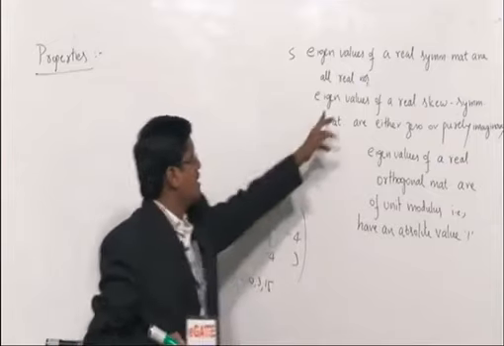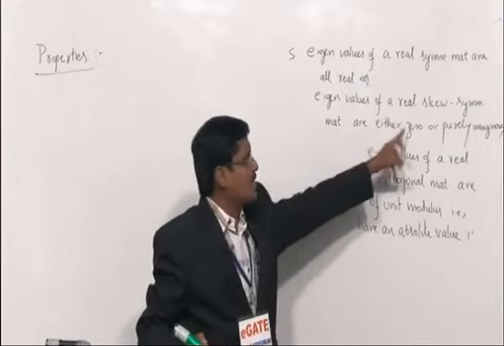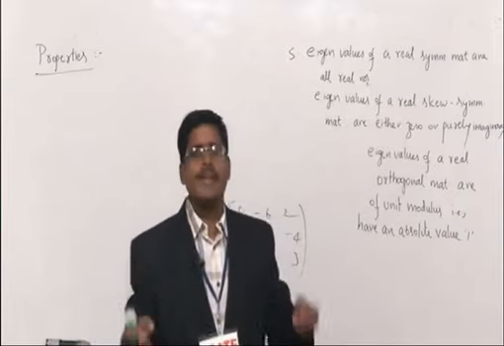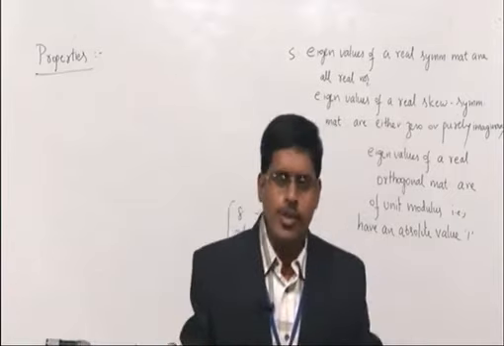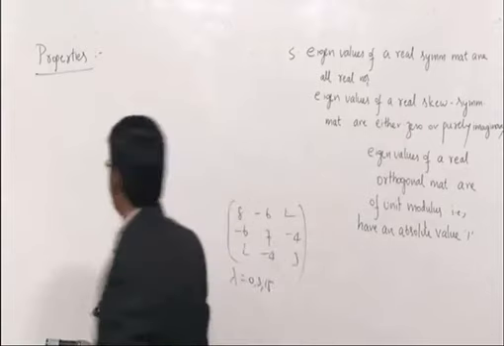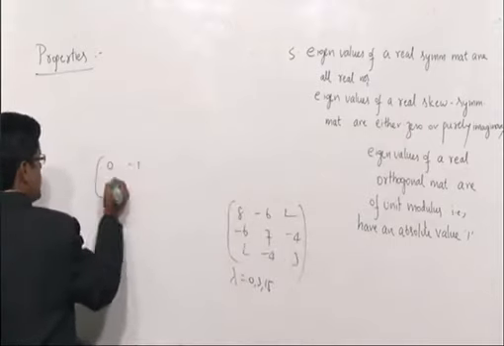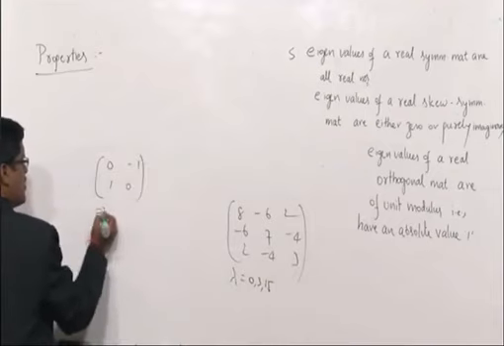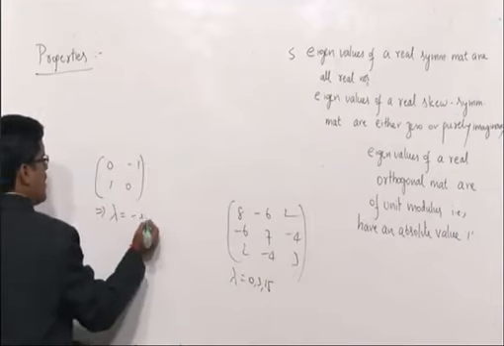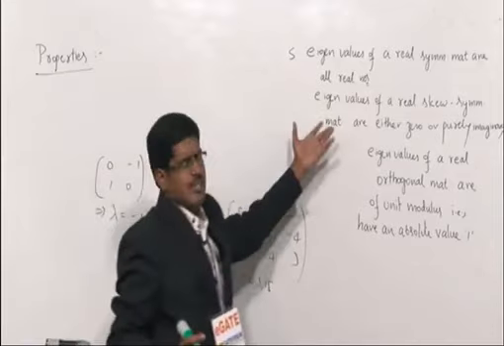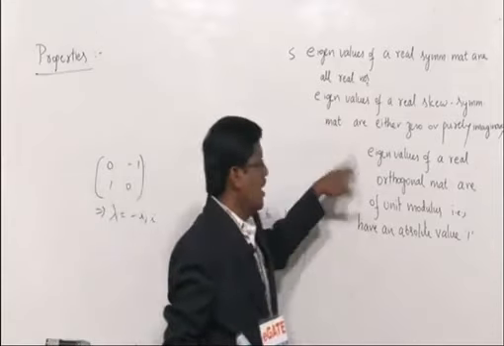Next, eigenvalues of a skew symmetric matrix are either 0 or purely imaginary. Purely imaginary means i, 2i, i by 2, root 2 into i, that is called purely imaginary example. What is our today's second example in eigenvalues chapter? 0 minus 1, 1, 0. In this what we got? Lambda values, eigenvalues minus i comma i, purely imaginary. That is verified. Similarly in some problems either 0 or purely imaginary or both also.